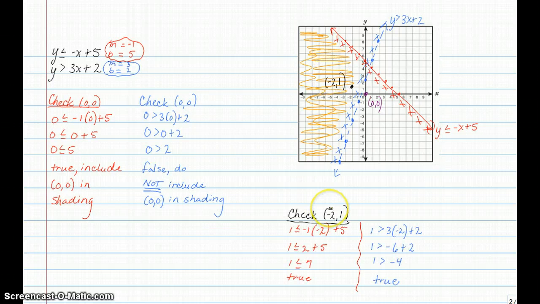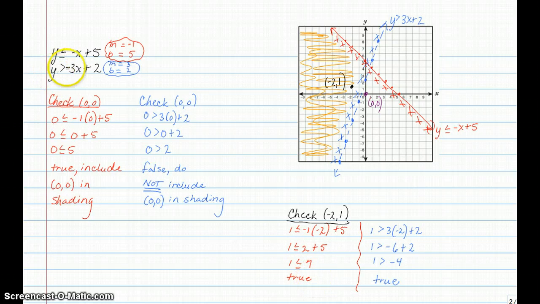We're going to go ahead and plug in this negative 2, 1, which is in the shaded orange area, and make sure that both of them come out true. So the 1 is the y value, so it's 1 is less than or equal to negative 1 times negative 2 plus 5. This is the first equation. 1 is less than or equal to 2 plus 5. 1 is less than or equal to 7, which is true.